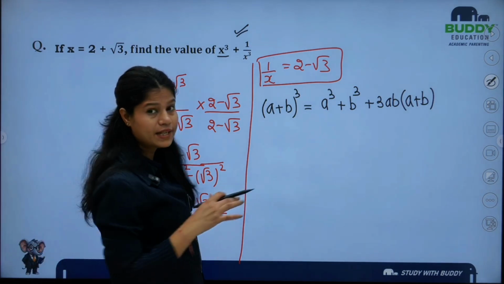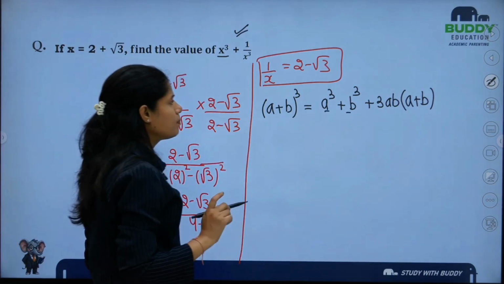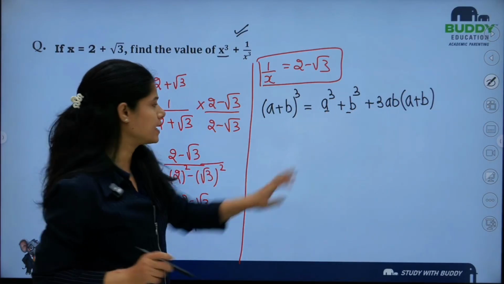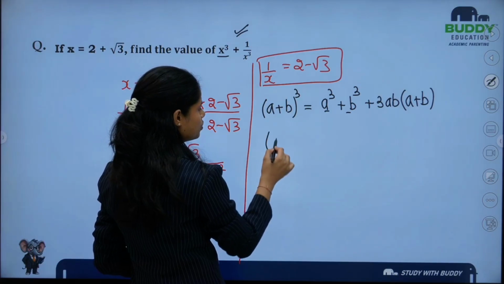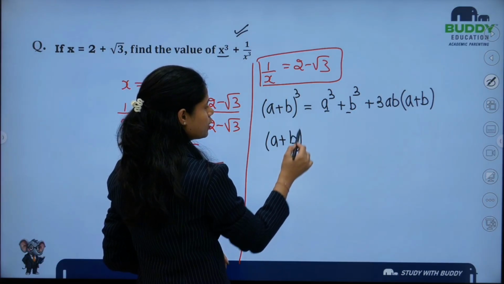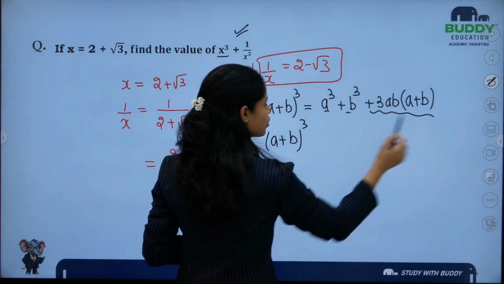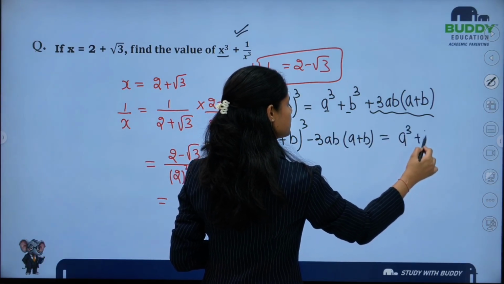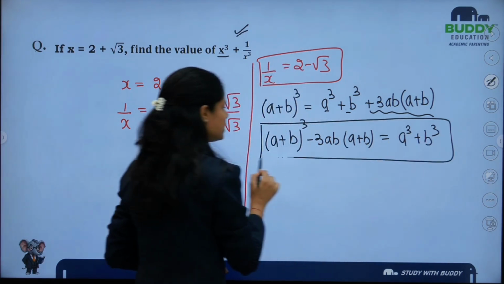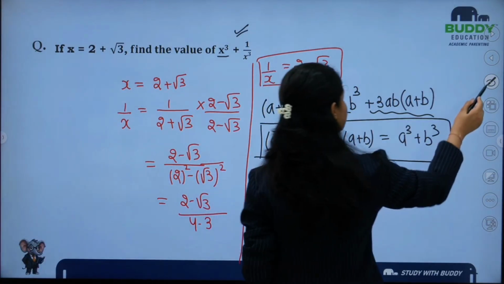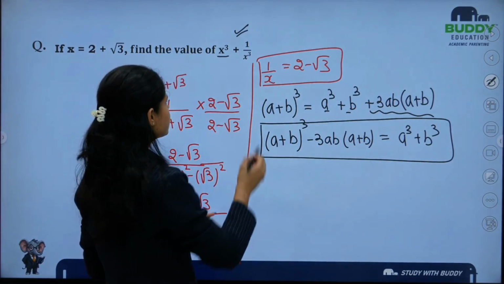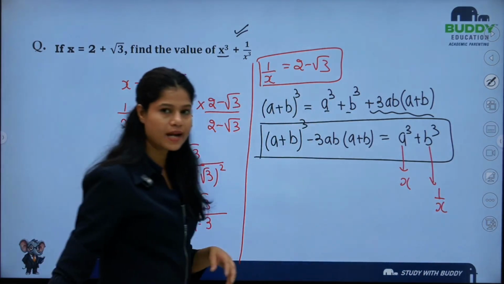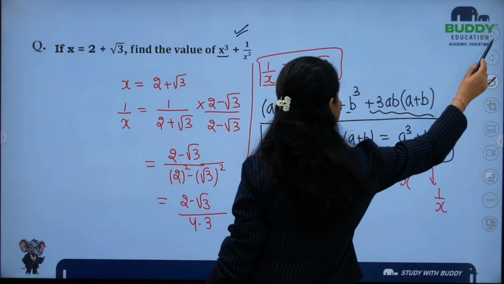Now the thing that you are finding is this. In place of a, what are we going to keep? x, and in place of b, what are we going to keep? 1 by x. So when you do this, can you do some manipulation like this? a plus b whole cube we keep on this side, and we bring this whole thing to the other side, so this will now be equal to a cube plus b cube. In this identity you have to plug in the value of a and b. The value of a is going to be x, and the value of b is going to be 1 divided by x. So now let's perform this on the next page.